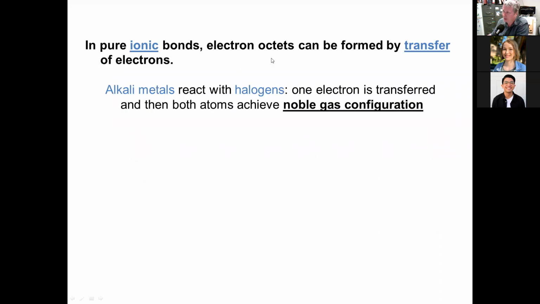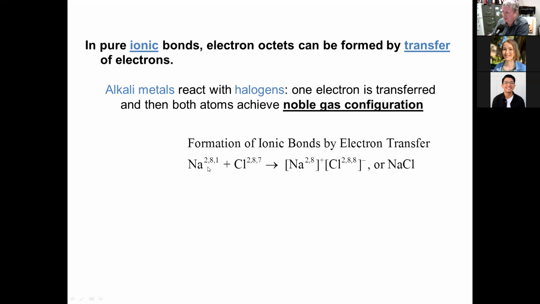In a pure ionic bond, electron octets can be formed by transfer of electrons. A typical example is NaCl, sodium chloride. Alkali metals react with halogens. One electron is transferred, and then both atoms achieve a noble gas configuration. Initially sodium has an extra electron, and chlorine is missing an electron in its outer shell. So one electron gets transferred from sodium to chlorine, and now they're both in a noble gas configuration. And that's stable. That's why NaCl is a nice stable molecule.